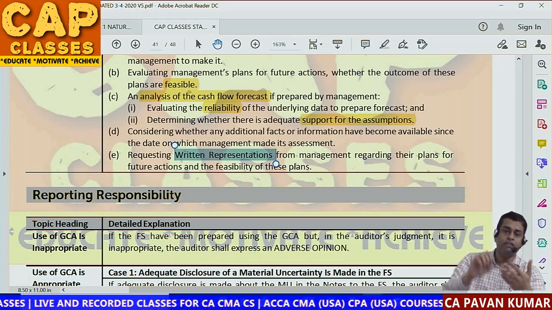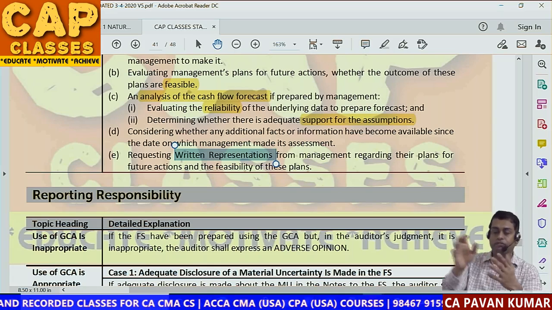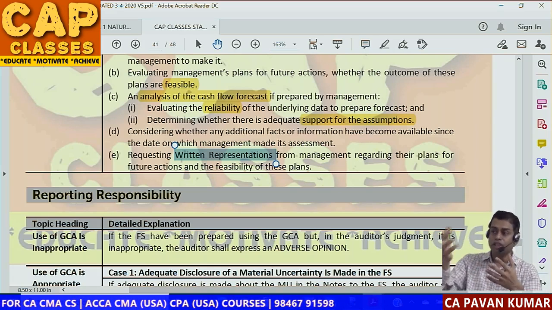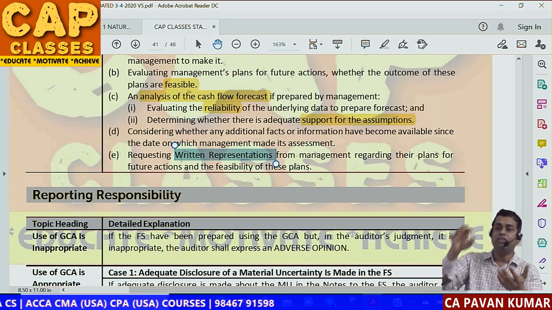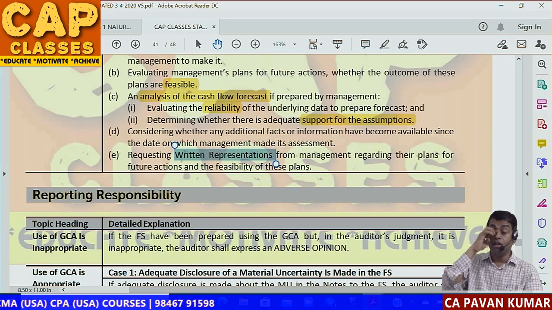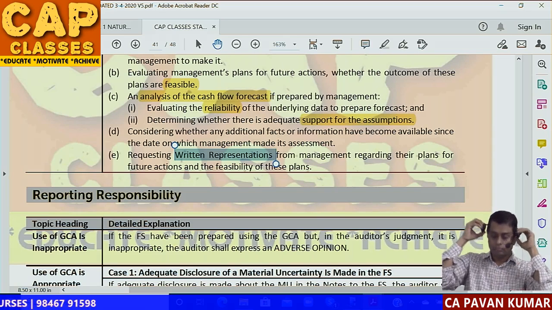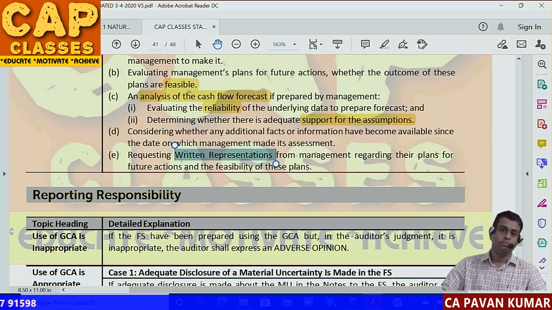Write on your letterhead and give. Dear Pavan sir, auditor of our company, this is the problem we have identified as you inquired, and this is our future course of action. We are sure that this will happen because of reason 1, 2, 3, 4, 5. You understand? Then what is the auditor's responsibility?